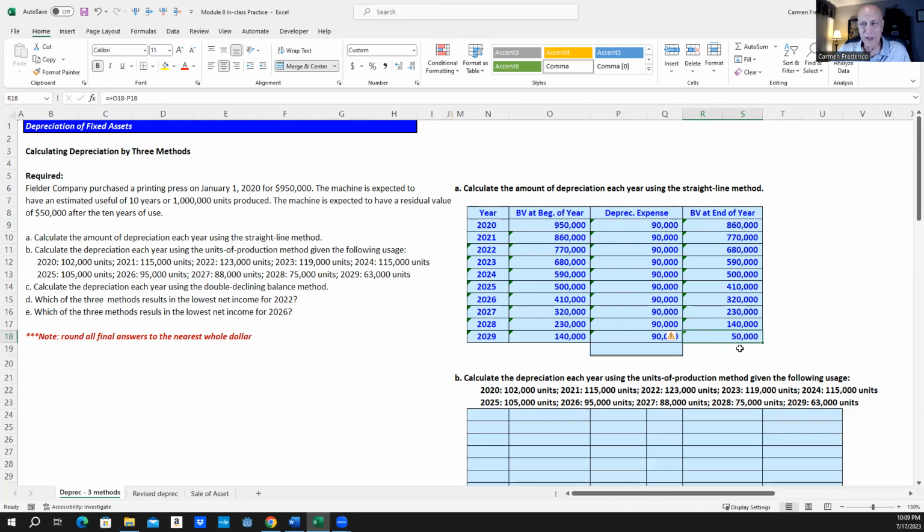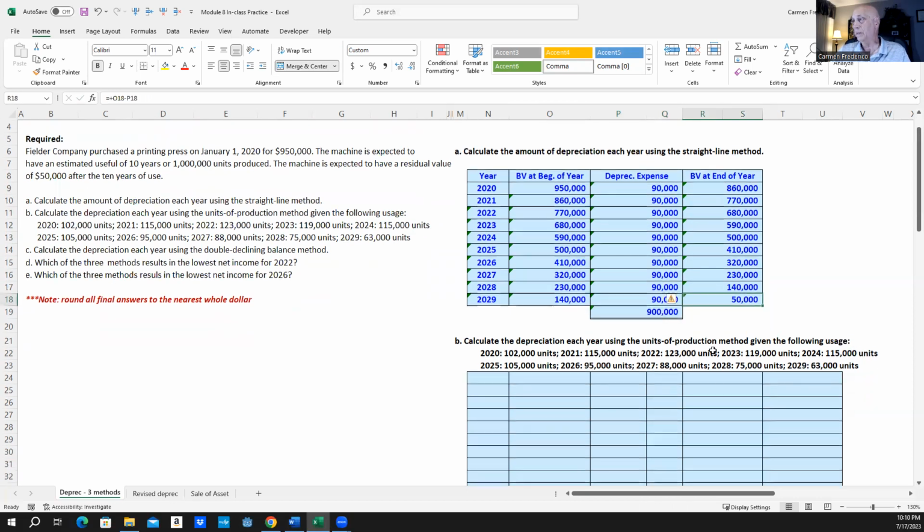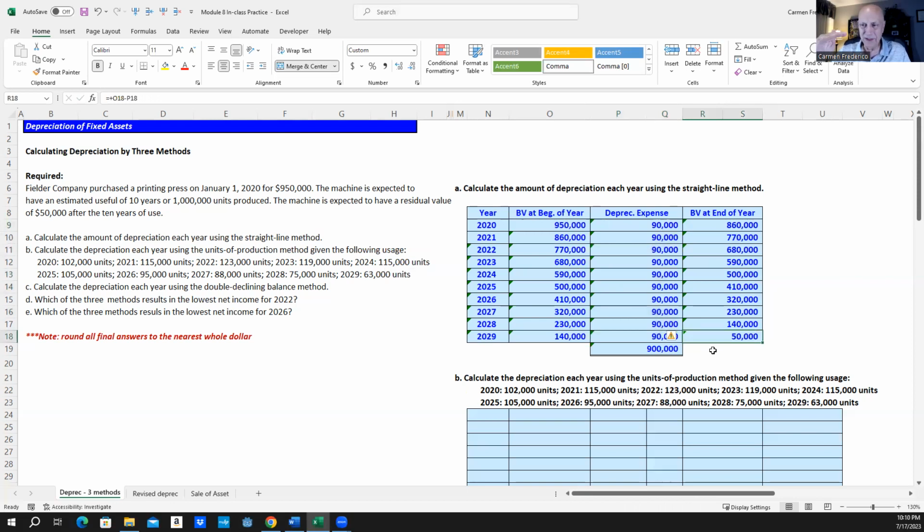And you always measure the book value by the cost minus the accumulated depreciation. That's how you measure book value at any point during the year or during the life of the asset. Total depreciation for this asset is $900,000. Okay, $90,000 for 10 years, $900,000 of depreciation. So the beginning book value minus accumulated depreciation equals an ending book value at the life of the asset of $50,000. Okay. All right. So that's straight line. It's just calculated once, and hence it's a straight line. That's where you get straight line depreciation. It's the same expense every year.